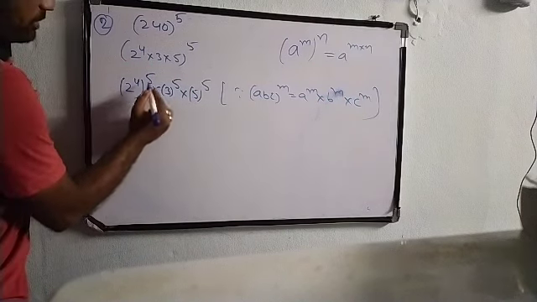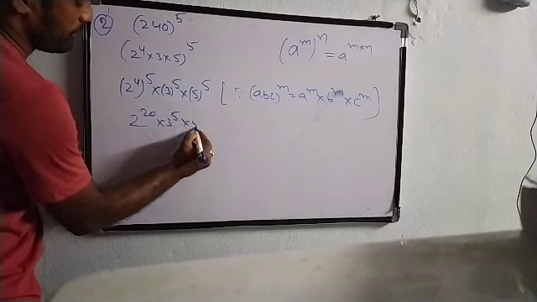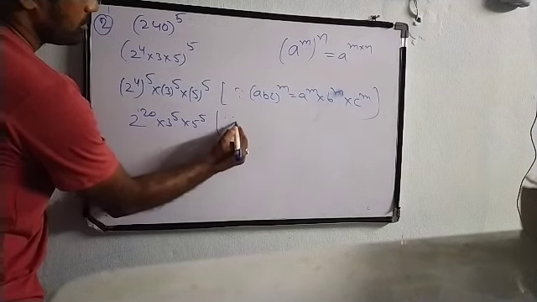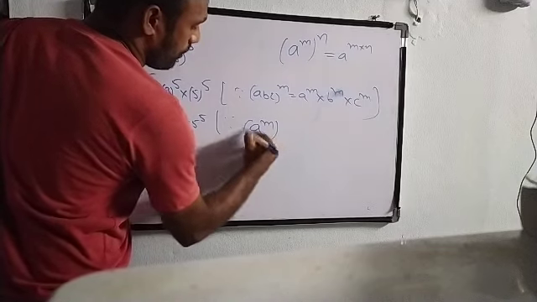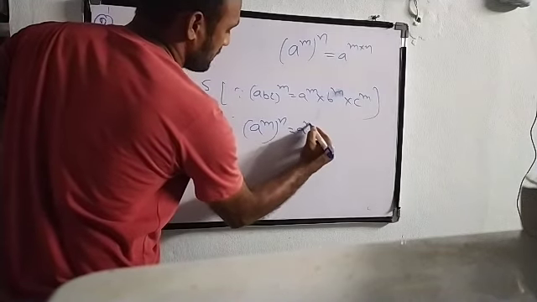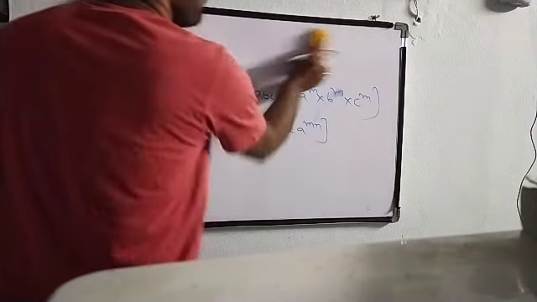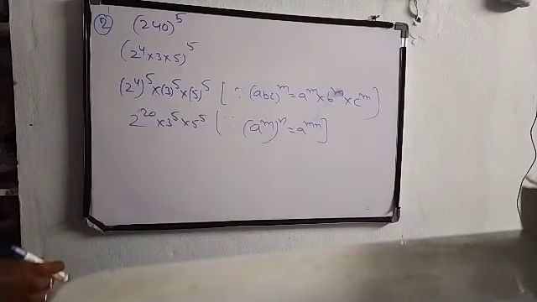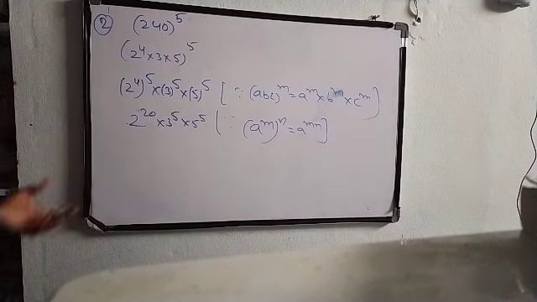So here again power to the power, so 4 5s are 20, here 3 power 5 as usual, 5 power 5 as usual. So in the first one we have used the law (a power m) whole power n can be written as a power m into n. So here there are no like powers, so if you keep it up to here also the answer will be okay.